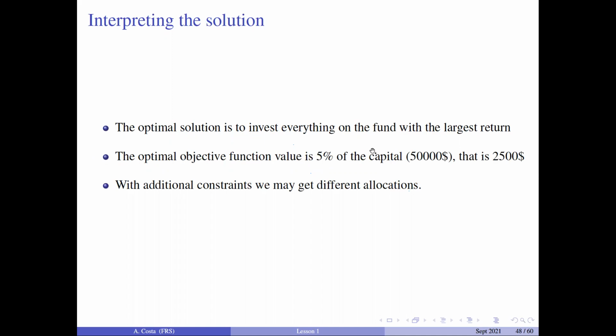Many times when we solve optimization problems that are much harder, it's very, very difficult to see so clearly if the solution makes sense, right? But in this case, because the problem is simple, you can double check and see, hey, the solution is actually what I would have expected. Of course, if we have additional constraints, this may not be the solution we find.